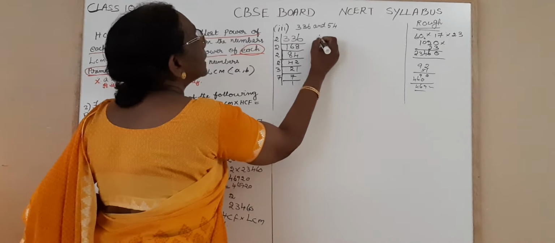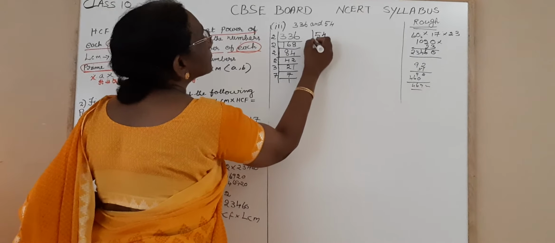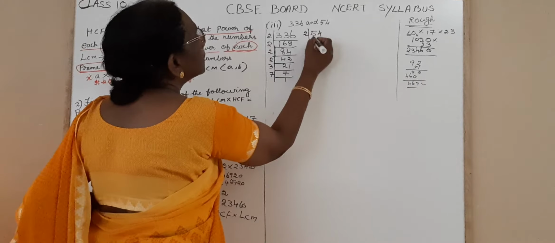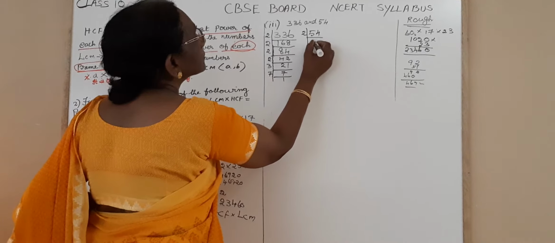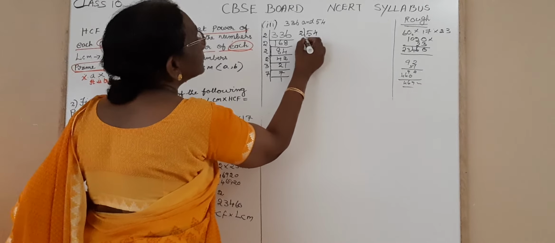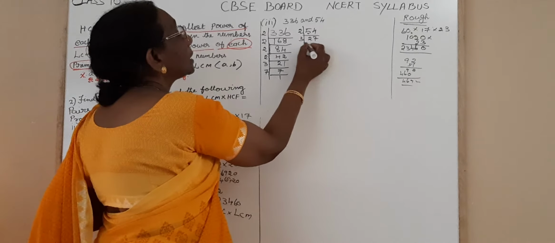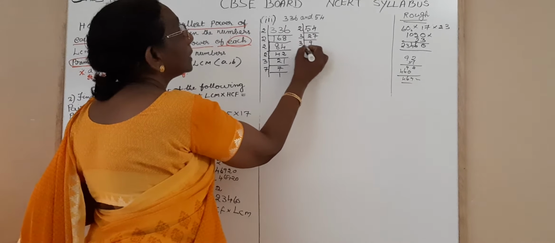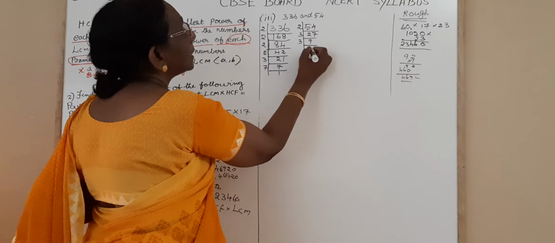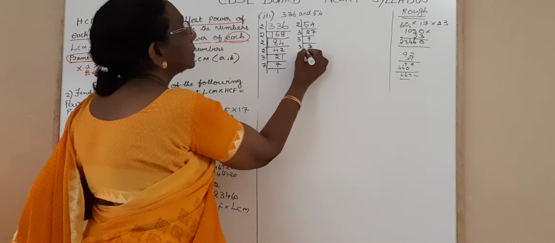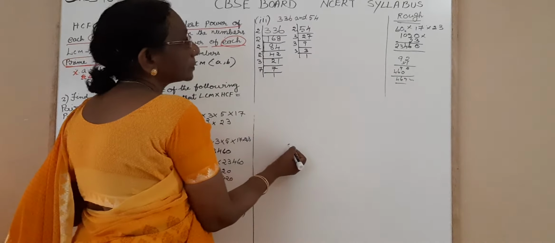Now prime factors of 54. By 2, what? 27. 27 comes in 3 table. So 3 9s are 27. 3. So 3 goes 3 times. 3 is a prime number. Stop with that. Okay.